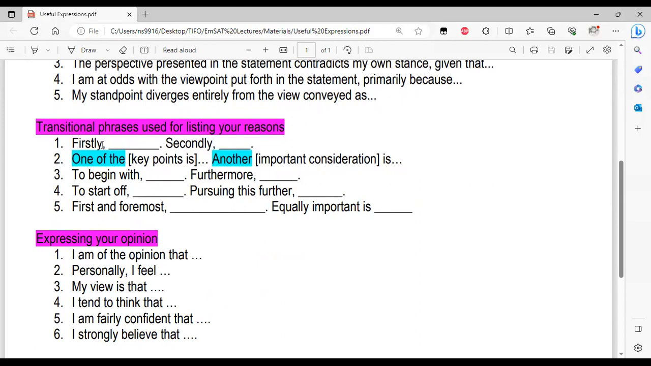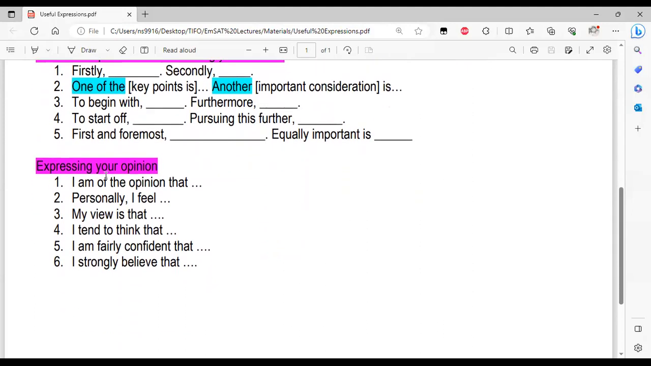For example, for giving reasons you say: firstly, secondly, one of the advantages of, or another advantage is that, to begin with, furthermore, to start off, pursuing this further, first and foremost, equally important. For expressing your opinion: personally I feel that, my view is that, I tend to think that.